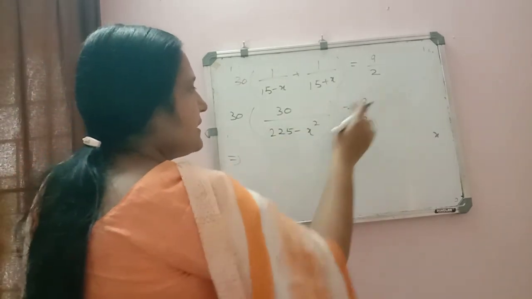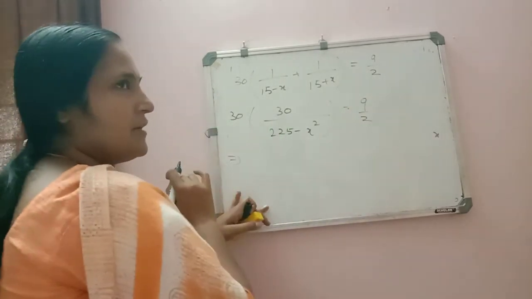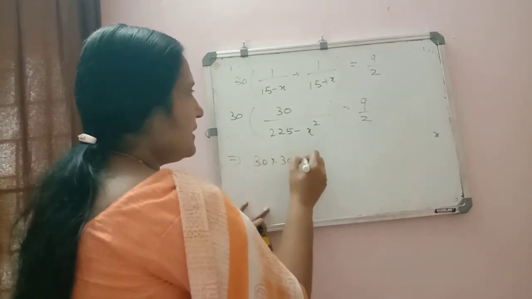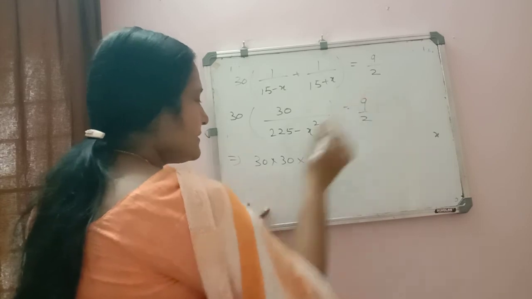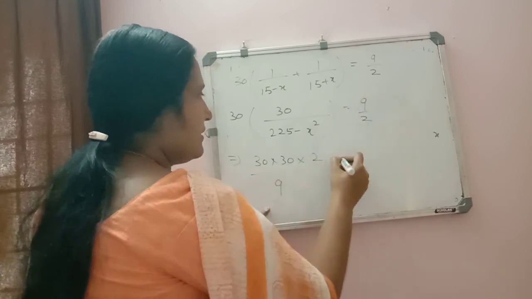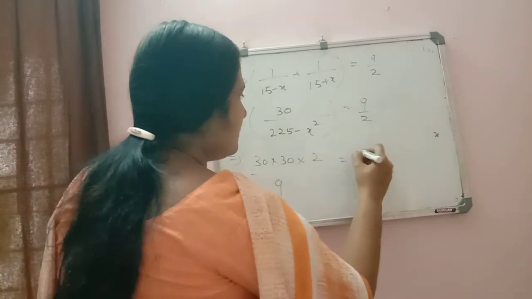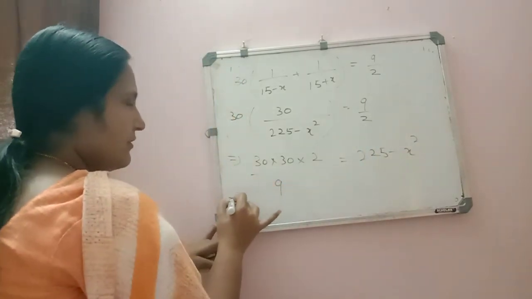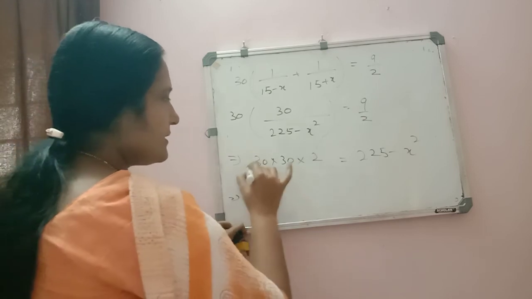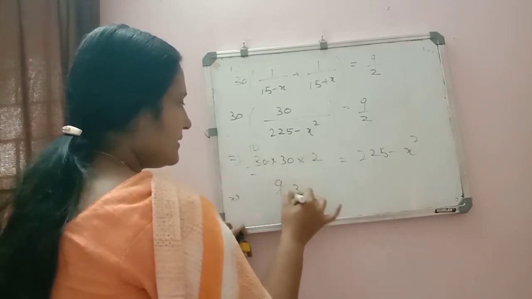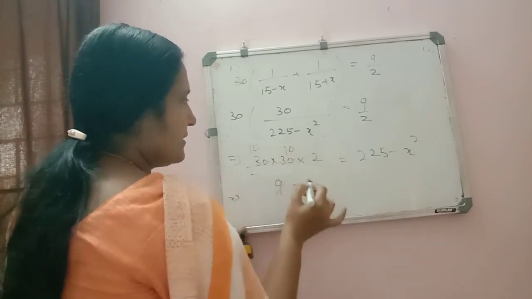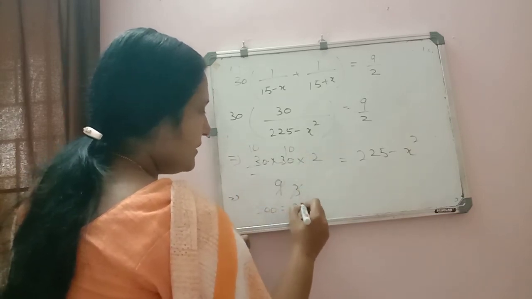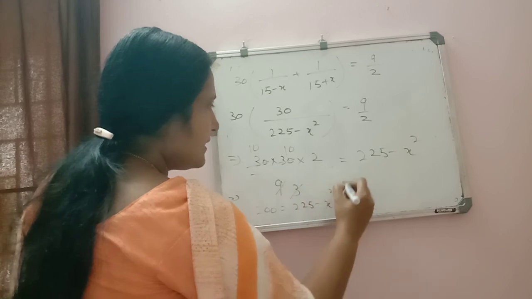Now we can shift this expression, and I am shifting 9/2 to the left-hand side. So it will be 30 into 2, and this 9 will come to the denominator, equal to 225 minus x square, as this expression shifts to the right-hand side. Now if cancellation is possible we can cancel it. So it will be equal to 200. 200 is equal to 225 minus x square.